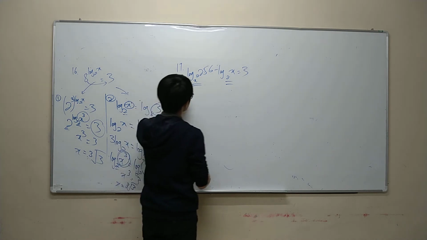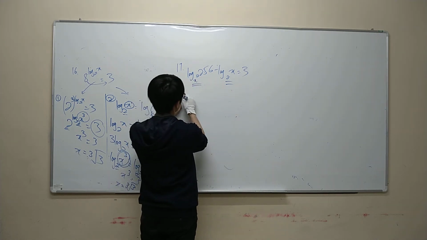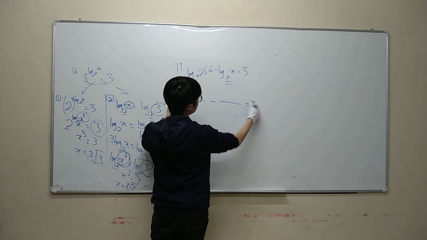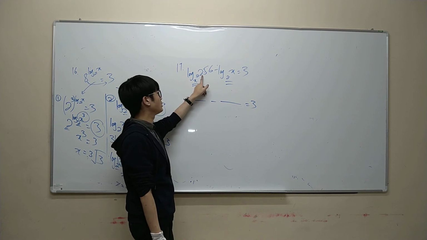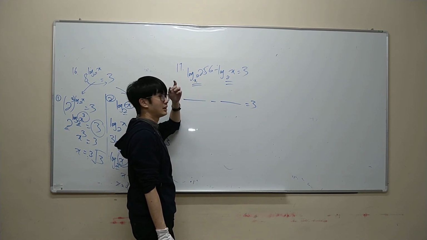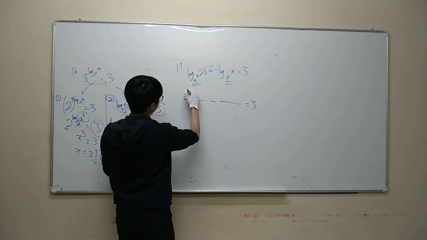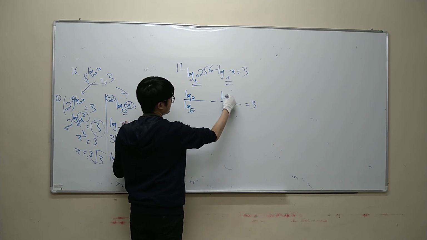And how you change to the same base? You can change to base 2. Okay? Actually you can change to any base you want. But why I choose base 2? Because I see a number 256, and I know log 256 base 2 is 8, I think. Yeah, 8. That's why I choose to change to base 2. Okay, don't worry. Later you will understand why I change to base 2.